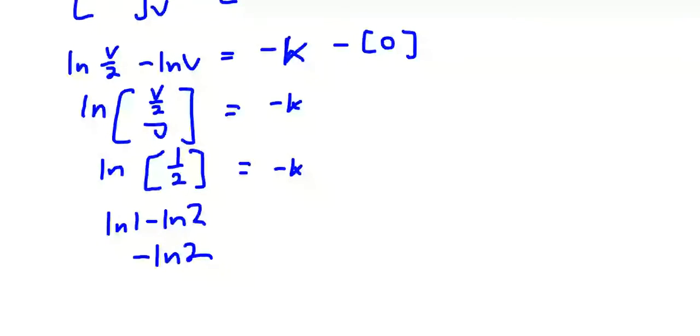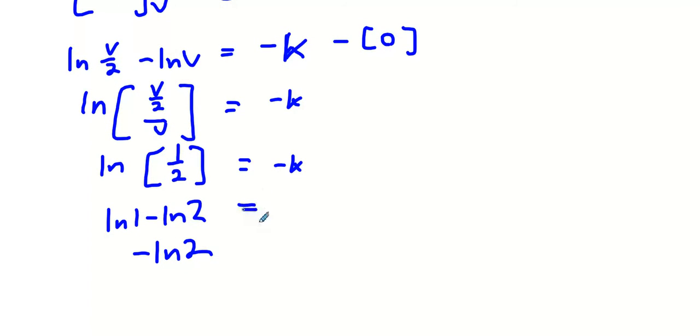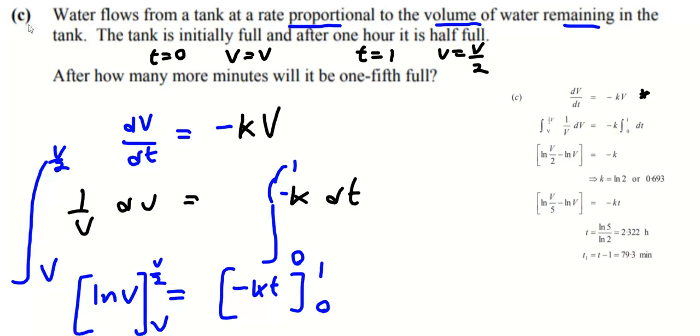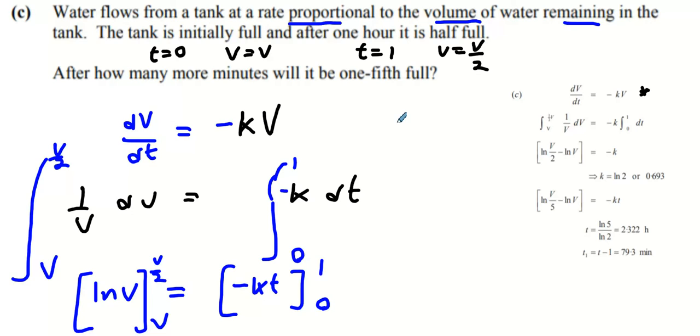So minus k equals minus ln 2, so then k equals ln 2. So it's ln 2 now is what we know. So now we have dV/dt equals minus ln 2 times V.